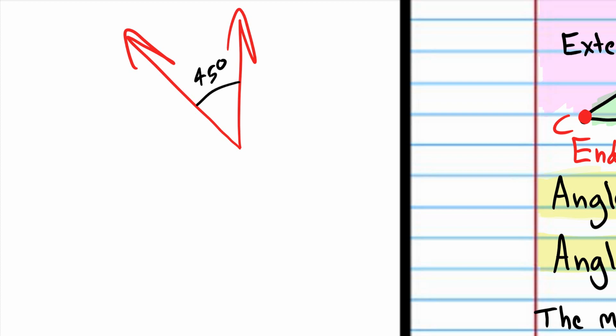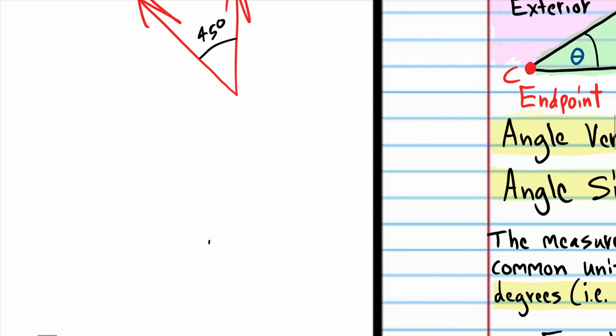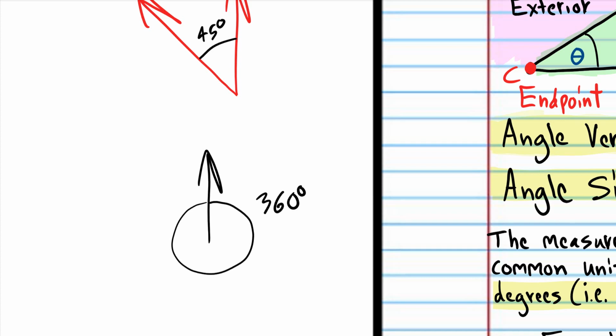Now, a complete rotation is defined to be 360 degrees. If you're looking forward and then you turn around all the way until you are pointing in the same direction you started, that's considered to be a 360-degree rotation. But why is that? Why is it that one rotation is considered to be 360 degrees? We could choose any number. We could choose 100 degrees or 1,000 degrees.